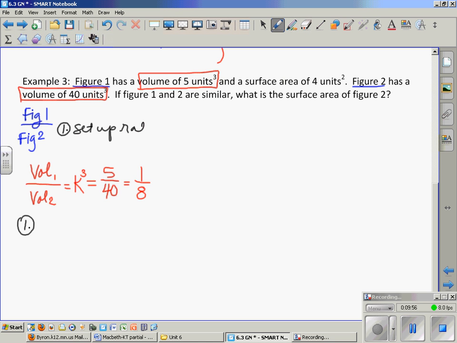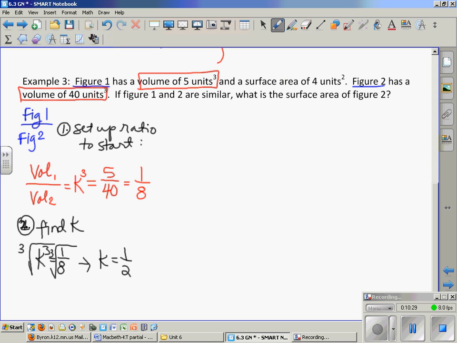number 1, we're going to set up our ratio. And it's what we did. Now, number 2, we are going to find k. There's no direct way to go from k cubed to k squared. We have to go all the way down to k and then square it. So I'm going to take k cubed equals 1/8. We undo cubing by taking the cube root. And so k is 1/2 because the cube root of 1 is 1 and the cube root of 8 is 2.